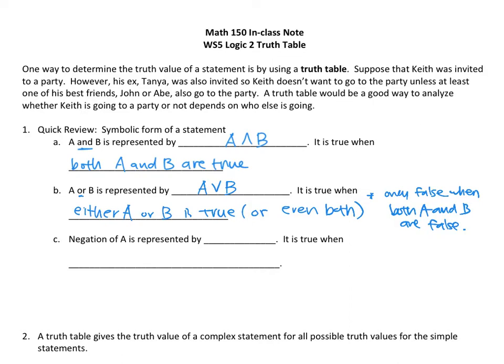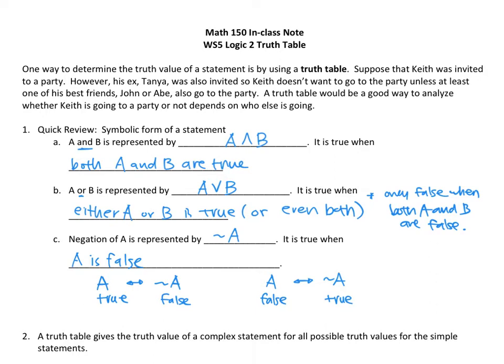The negation of A is represented by tilde A. It is true when A is false. So A being true means the negation of A is false. They go together because the negation is the opposite of A. I can also say if A is false itself, then the negation of A is the opposite of false, which is true. So if A is true, then the negation of A is false. If A is false, then the negation of A is true.